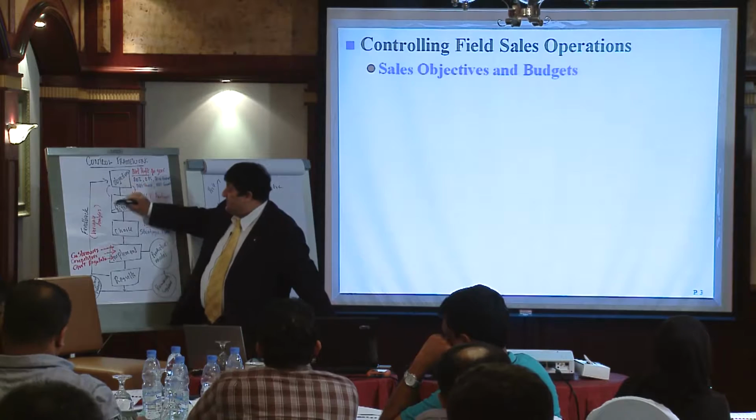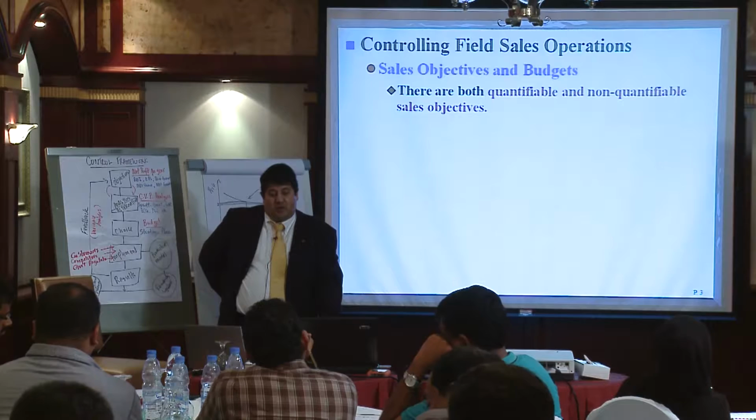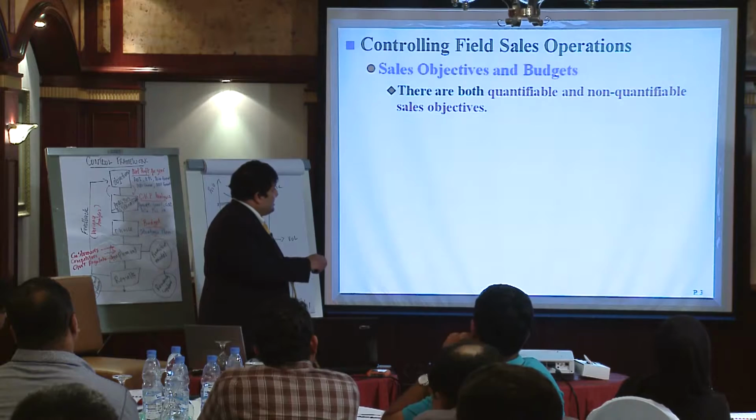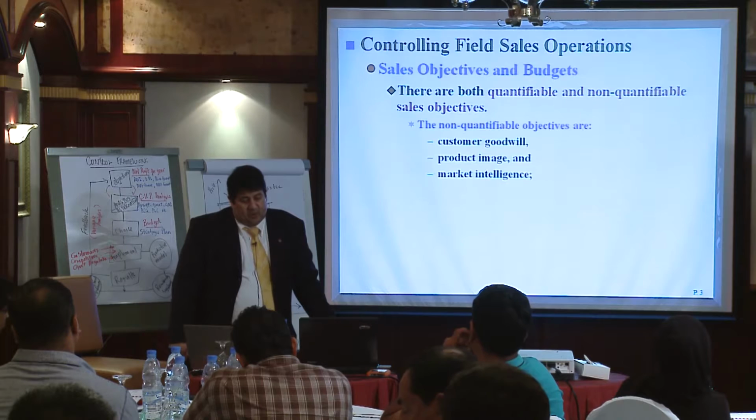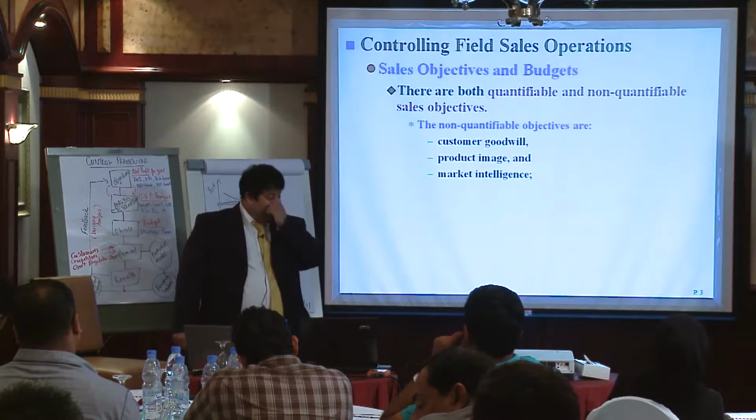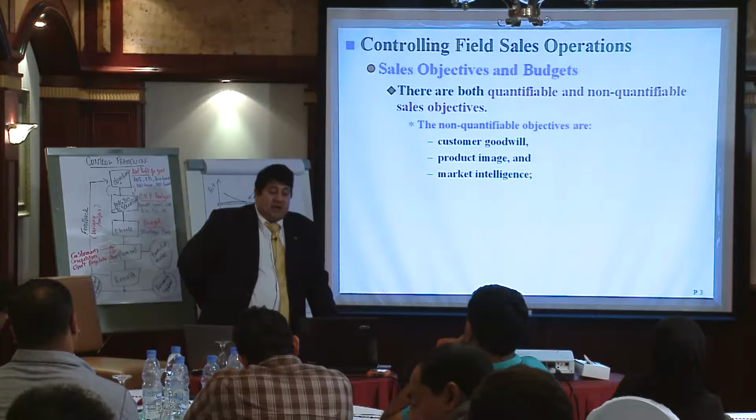Now there are both quantifiable and non-quantifiable sales objectives. Despite Peter Drucker saying that ideally an objective must be quantifiable, in the sales area there are certain non-quantifiable objectives. The non-quantifiable objectives are customer goodwill, creation of customer goodwill, although even this these days, through surveys, we can quantify to some extent, product image, and market intelligence.